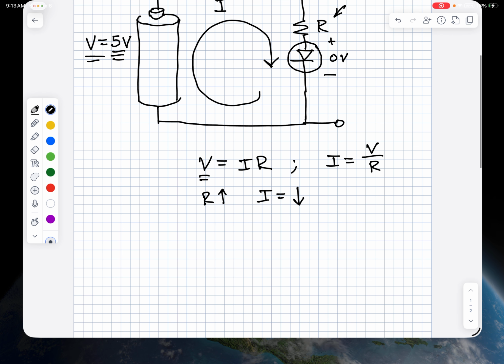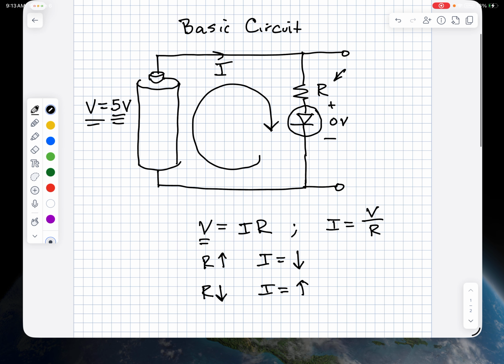So as we reduce R, you start with a value of R where the LED comes on. As you reduce R, I actually increases, and that would make the LED brighter. So this is the basics of Ohm's law. We're going to talk more about circuit theory as we move through the course.